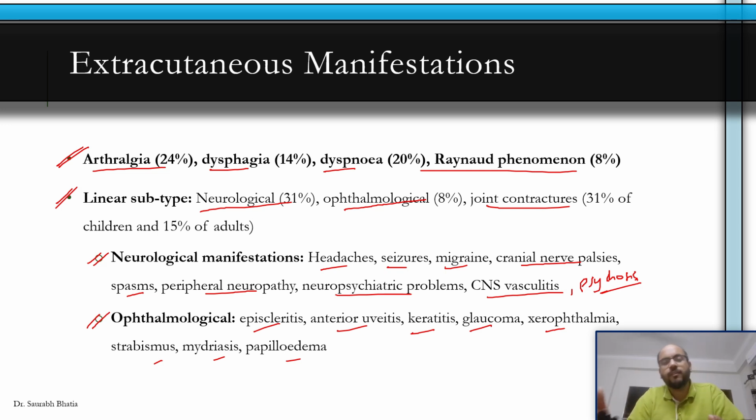Along with that, you can have loss of skin, loss of fascia, loss of deeper tissues, loss of bone, physical deformity, psychosocial comorbidities, everything can be clubbed together in extracutaneous manifestations. Let's move forward.